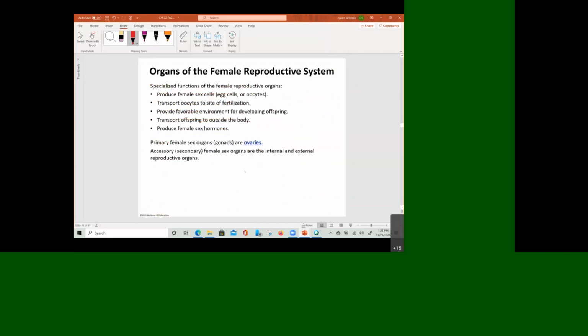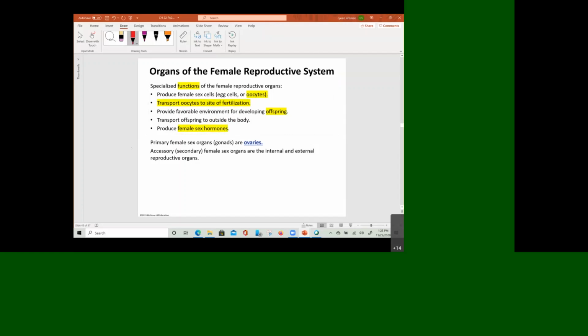Organs of the female reproductive system. First of all, what are the functions of the female reproductive system? To produce female sex cells, which are the eggs, more precisely known as the oocytes. Another function is to transport the oocyte to the site of fertilization and to provide a favorable environment for the development of the offspring. Also, to transport the offspring outside of the body during childbirth and to produce the female sex hormones.